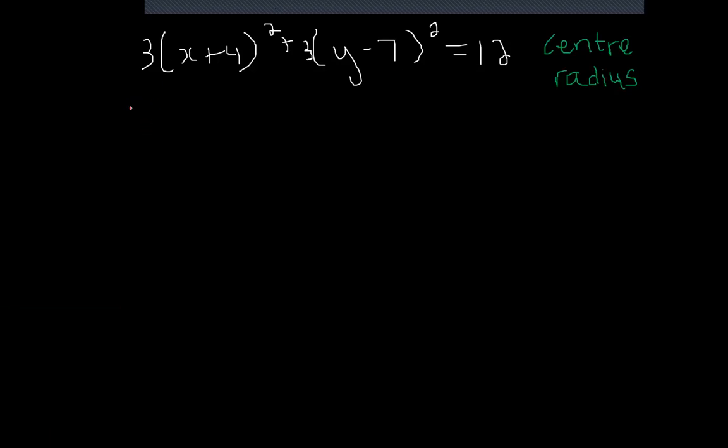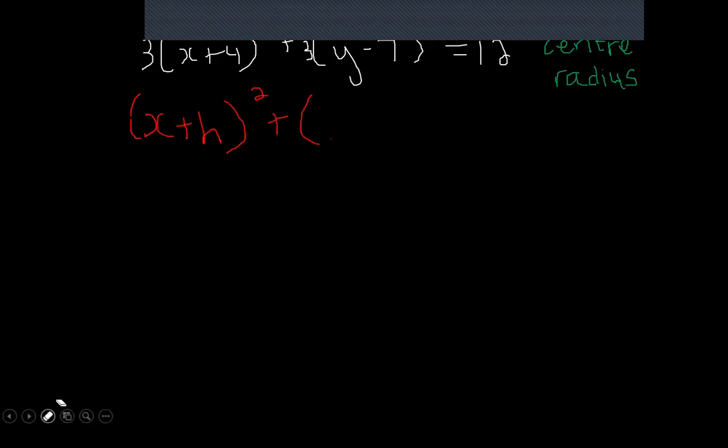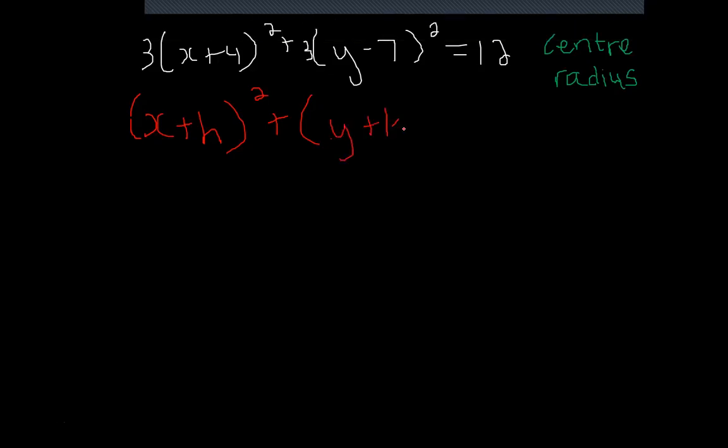We know that the standard form is this. No, not that. (x minus h) squared plus (y plus k) squared is equal to r squared. However, this does not look like this. Why? Because we have a 3 here and a 3 here. So where do the 3s come from?